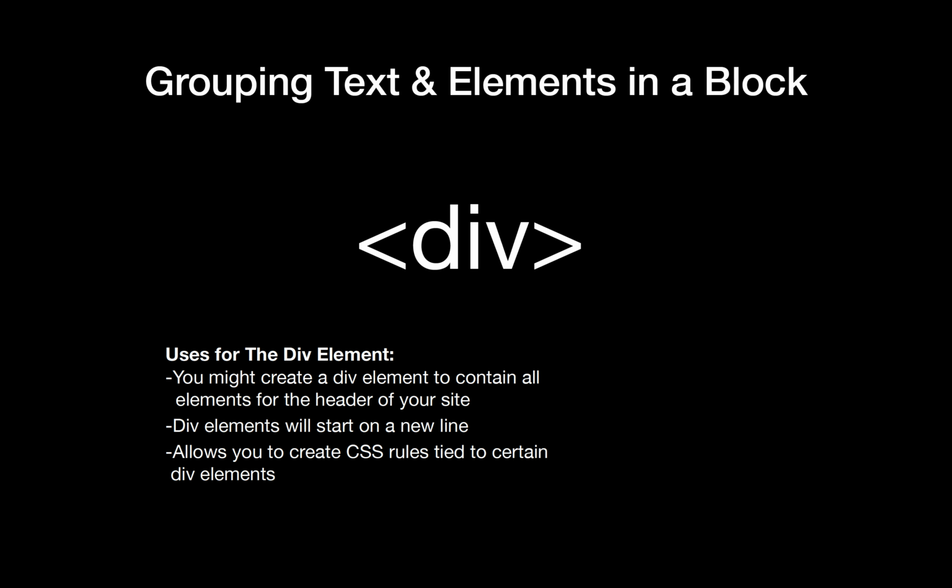And div allows you to create CSS rules tied to certain div elements. So rather than having to set a CSS rule for every little element on your page, if you bundle your HTML in div blocks, you can modify a div block in your CSS. Maybe for example this div block is your header, and your header appears on every page of your website. If you style that div block once, it's going to look like that on every page. So not only does it save time, but it also helps you stay consistent in the styling of your pages.